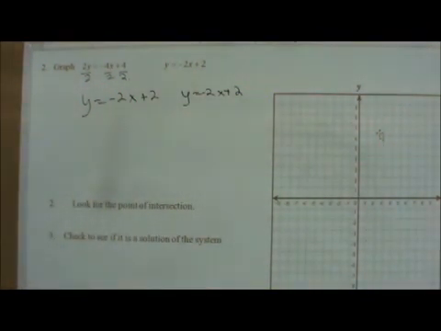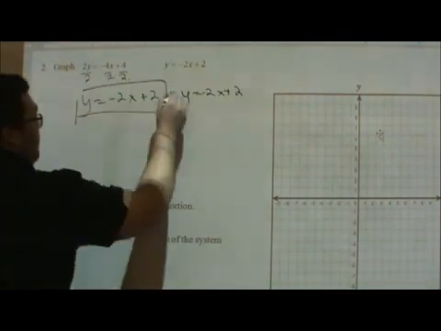So hopefully you're asking yourself, well, Mr. Nickerson, if I have the exact same equation, and I graph it, and I graph the exact same equation, how many lines are going to be on that graph? Only one. These are the same. So it's only going to be one graph.